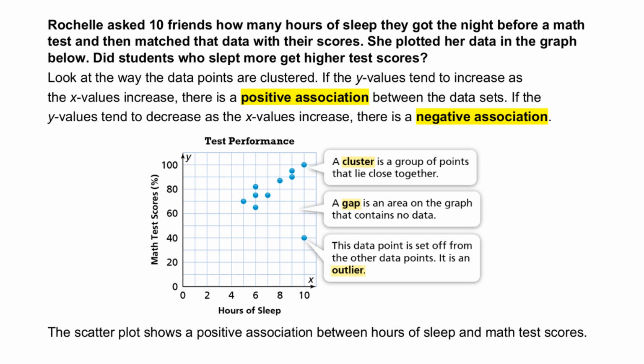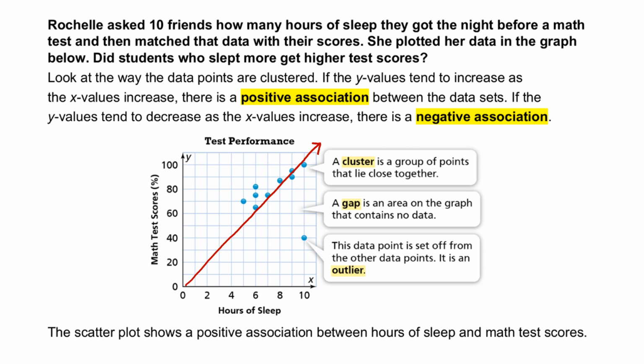If the y values tend to increase as the x values increase, there's a positive association between the data sets. Another way you can see a positive set is if you draw a general line and the points follow that trend. So that line is going in an upwards direction. Most of the points follow that trend line, and so it is a positive association. If the y values tend to decrease as the x values increase, there is a negative association.